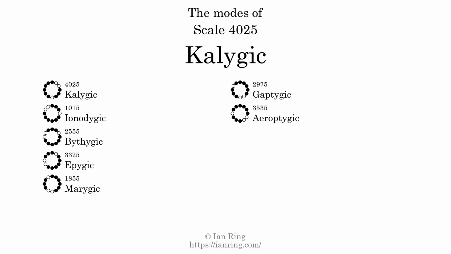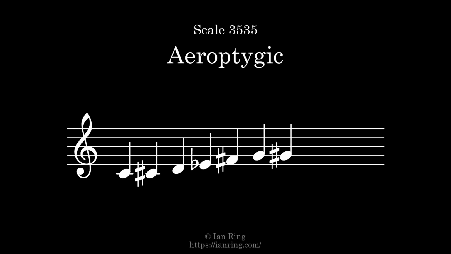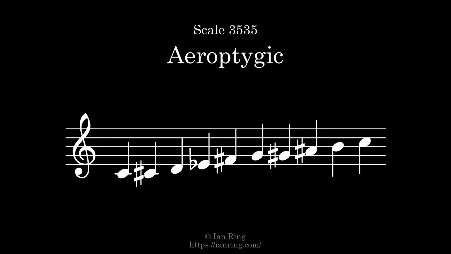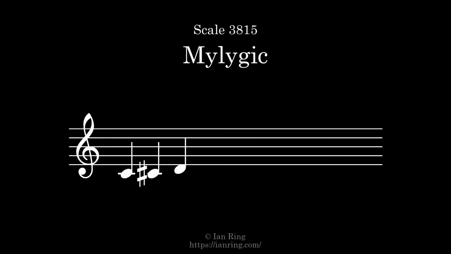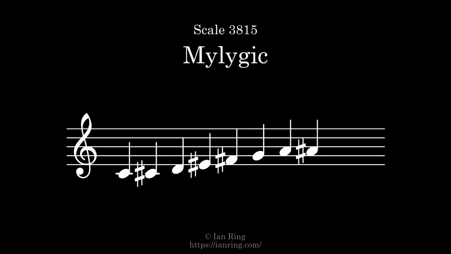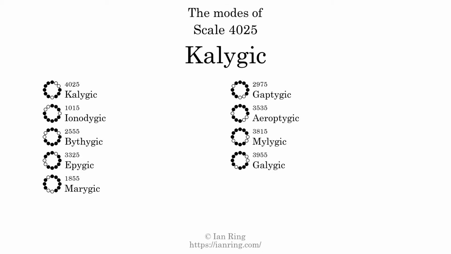The seventh mode is scale 3535, also known as Kalygic. It sounds like this. The eighth mode is scale 3815. Also known as Kalygic. It sounds like this. The ninth and last mode is scale 3955, also known as Kalygic. It sounds like this.